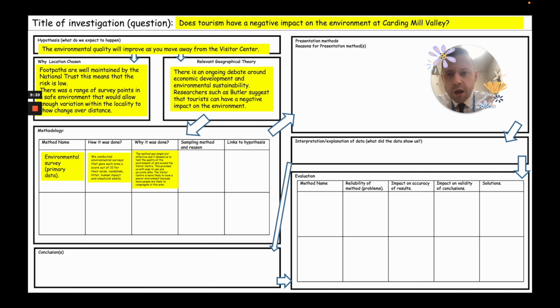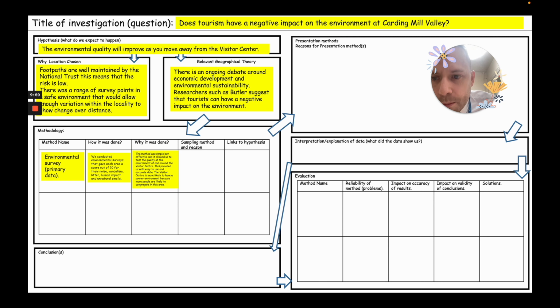So, why was it done? This is the reason that we did the method. So we're justifying why we chose this method. Now keep in the back of your head, you are 15, 16-year-old kids in a secondary school. Alright, we've not got a multi-million-pound budget to do this. So keep that in the back of your head.